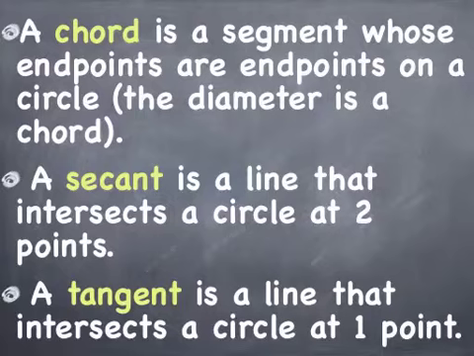So a secant is very similar to a chord, but now a secant is going to be a line, which, remember, a line is going to extend in 2 directions. It's going to be a line that intersects the circle at 2 points, but it doesn't have endpoints on the circle. And then a tangent is a line that intersects a circle at 1 point.